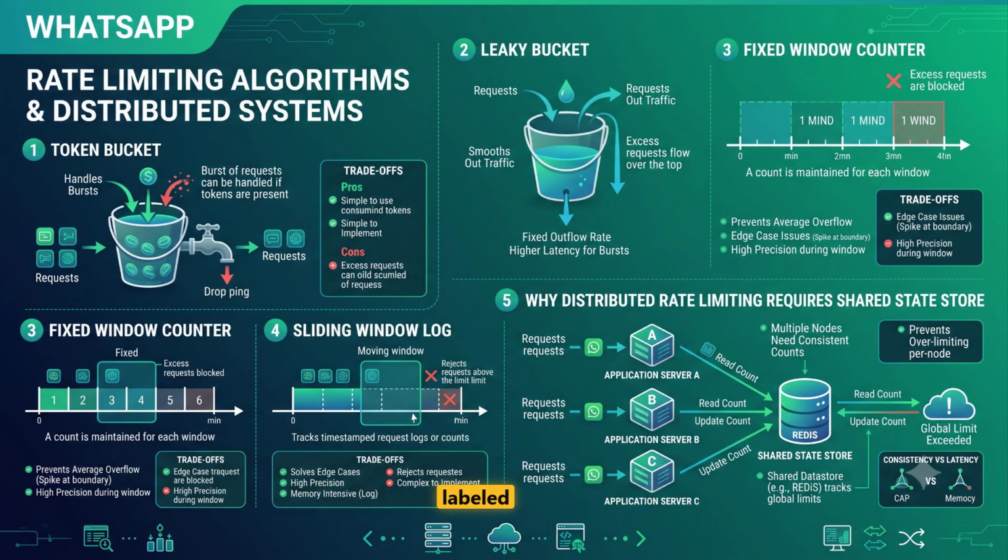right labeled number 5. When you scale across application servers A, B, and C, keeping these window counts inside local memory breaks your logic entirely. Each node needs to read and update counts from the central database icon marked Redis to prevent over-limiting per node. Two tools solve this today, Redis and Amazon ElastiCache.